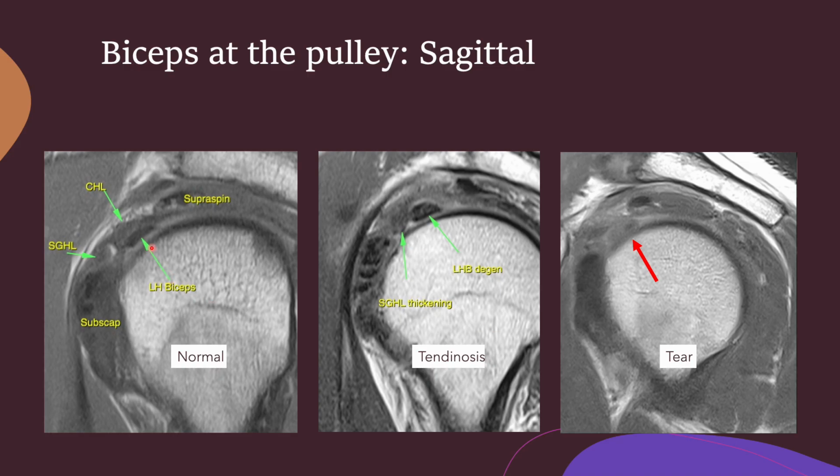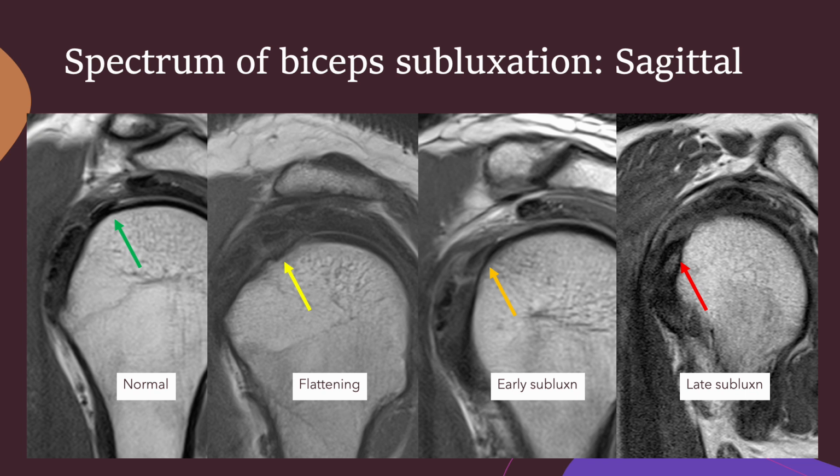So here you can see a normal patient. You can see the biceps having this nice ovoid appearance. This is the supraspinatus. This is the superior glenohumeral ligament. This is the coracohumeral ligament and the subscapularis. This is a patient who has biceps tendinosis, and this is a patient who has a biceps tendon tear. Okay, so that's how you can identify biceps tendinopathy.